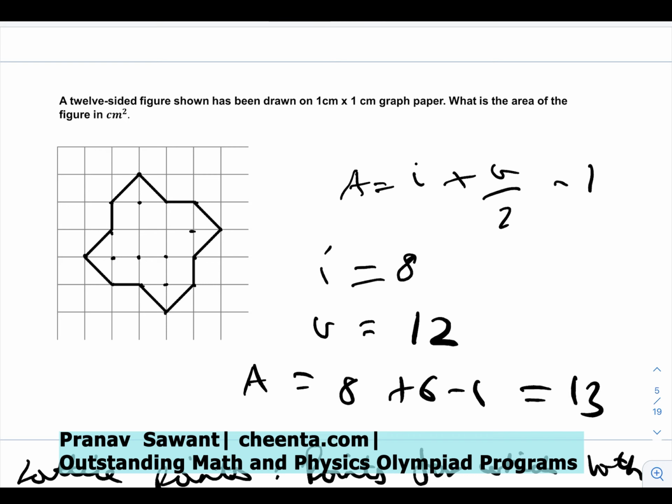So 13 is the correct answer, and that can be easily figured out using this concept of Pick's theorem. Now, what if you don't know Pick's theorem, right? Let's say you did not know this. Let's say you had no idea what this Pick's theorem is.